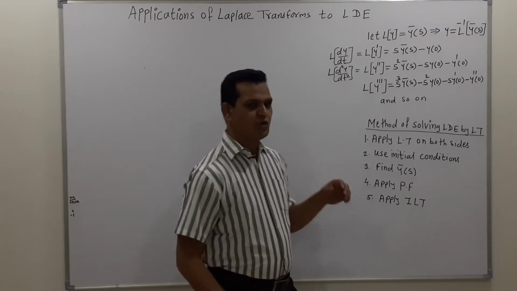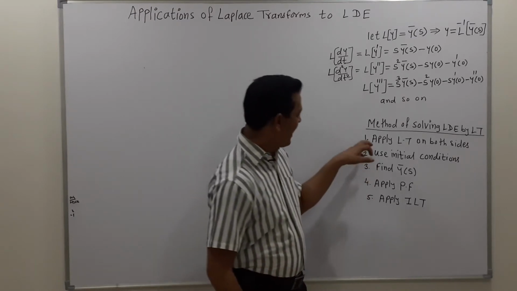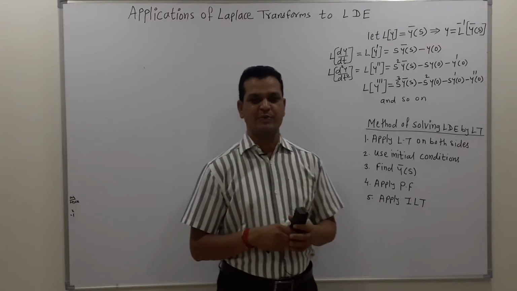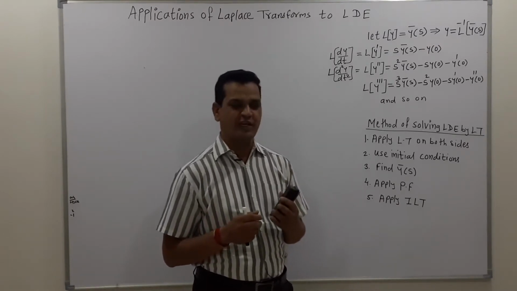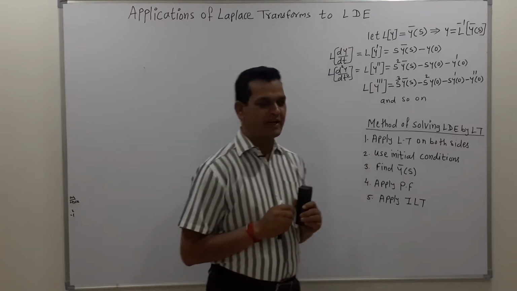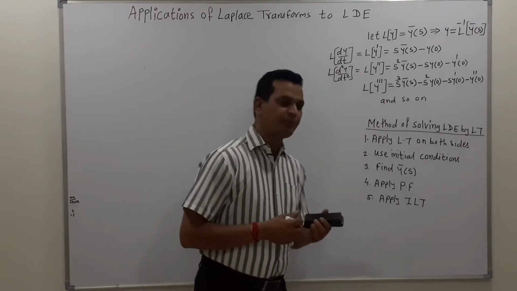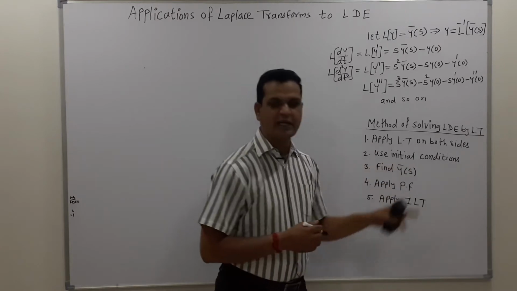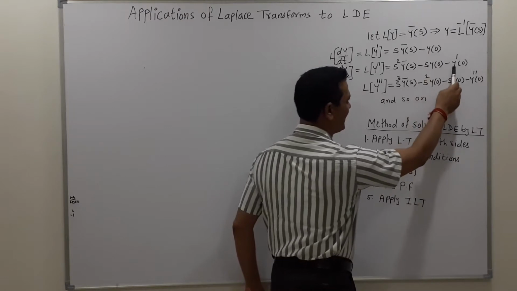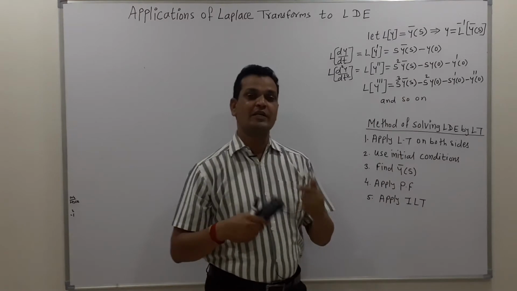First, whatever linear differential equation is there, apply the Laplace transformation to both sides. That means apply Laplace transformation to the right side as well as the left side. The second step is, after applying Laplace transformation to left and right sides, use this result and write down the next step. Then use the initial conditions. In this result there are the terms y of 0 and y dash of 0, and for these, initial conditions are given.